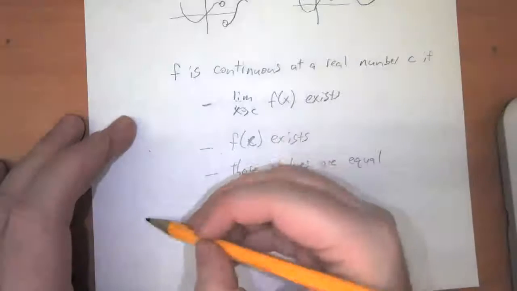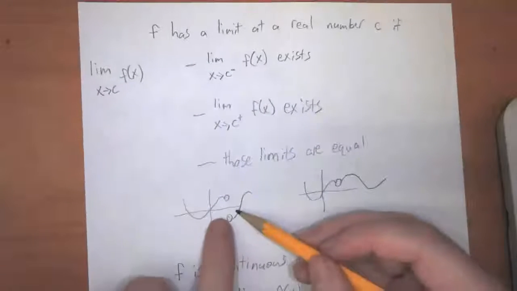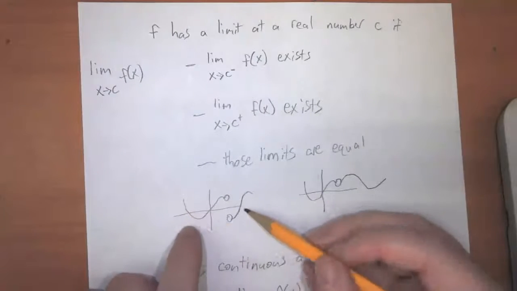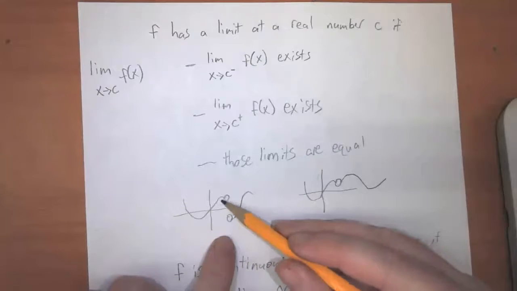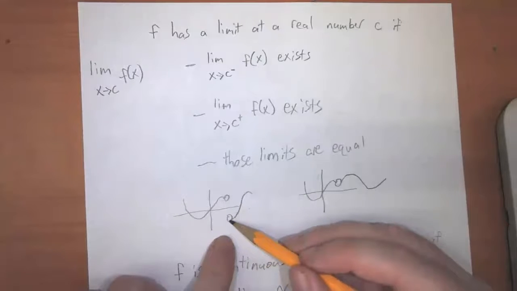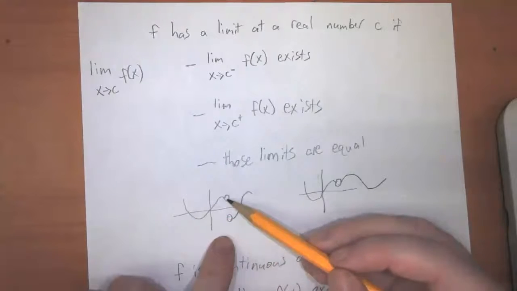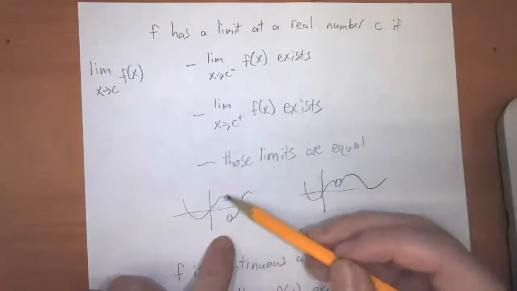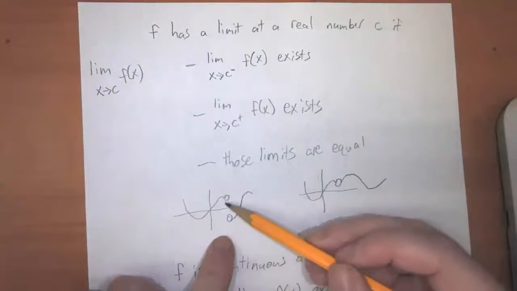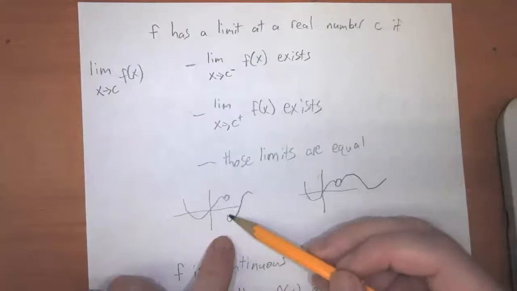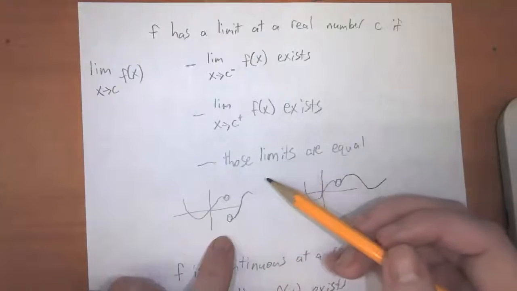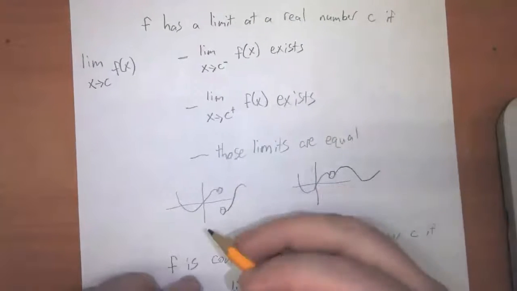So, for instance, this first example, this function isn't continuous at c because there's no limit there. Our informal definition is that you can draw the curve with one swoop of your pencil. No matter what value we would have in here, that's not going to work. All right, so that's our case one.